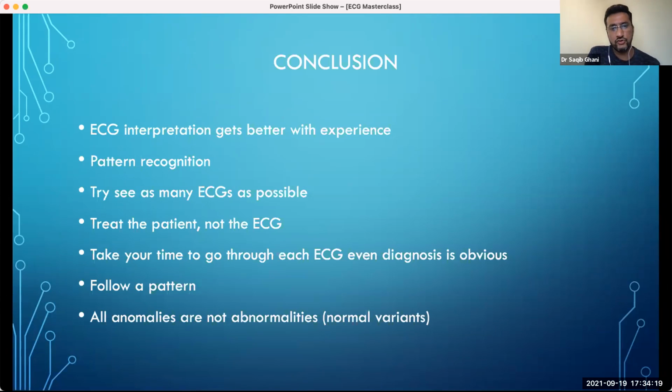Take your time to go through every ECG. Even if the diagnosis is right there in front of you, pretend as if you're thinking about it, just like a driving test, and follow a certain pattern. And just remember, all anomalies are not abnormalities.